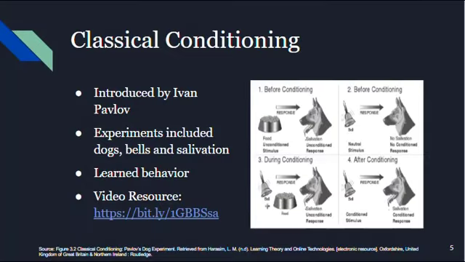The two major types of conditioning are classical and operant conditioning. Classical conditioning was introduced by Russian physiologist Ivan Pavlov, who is recognized as the founder of the behaviorist learning theory. His experiments included dogs during feeding time, bells, and salivation. Pavlov proved that behavior could become a reflex response to a stimulus.